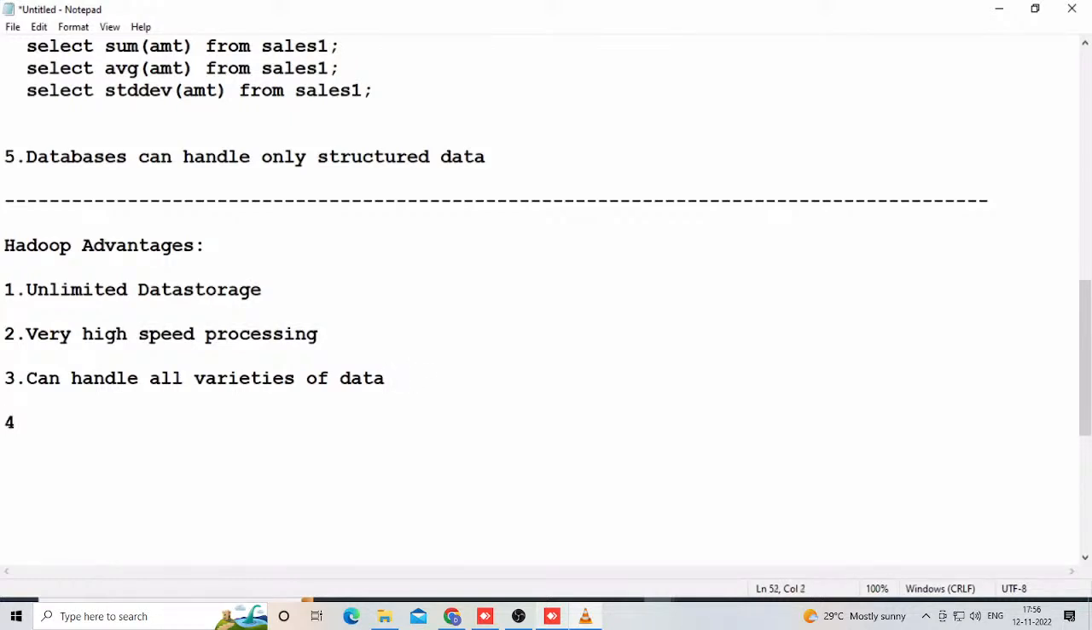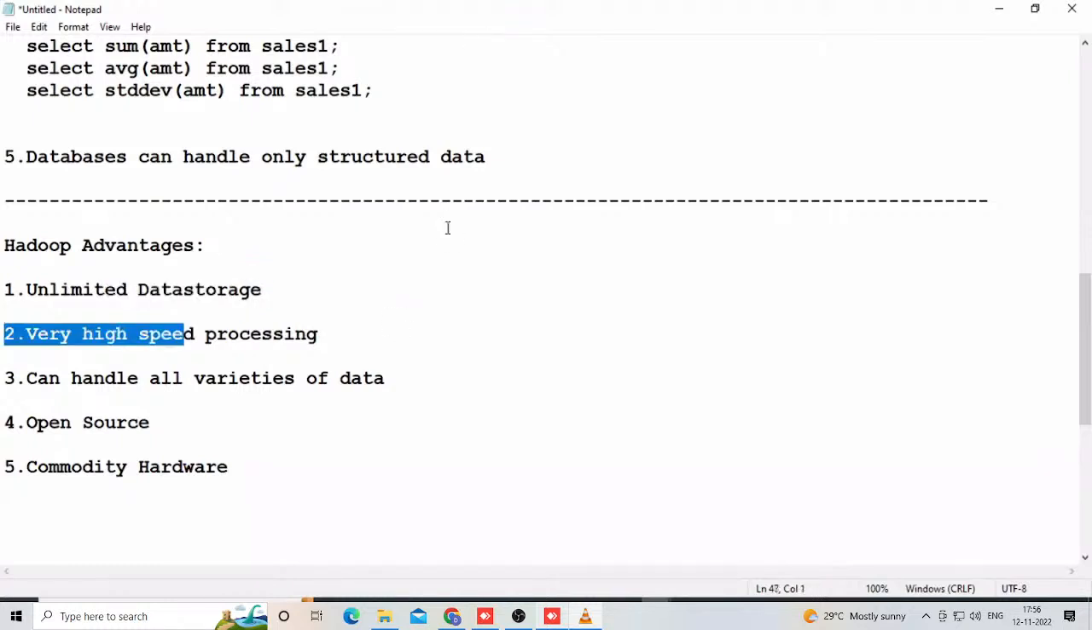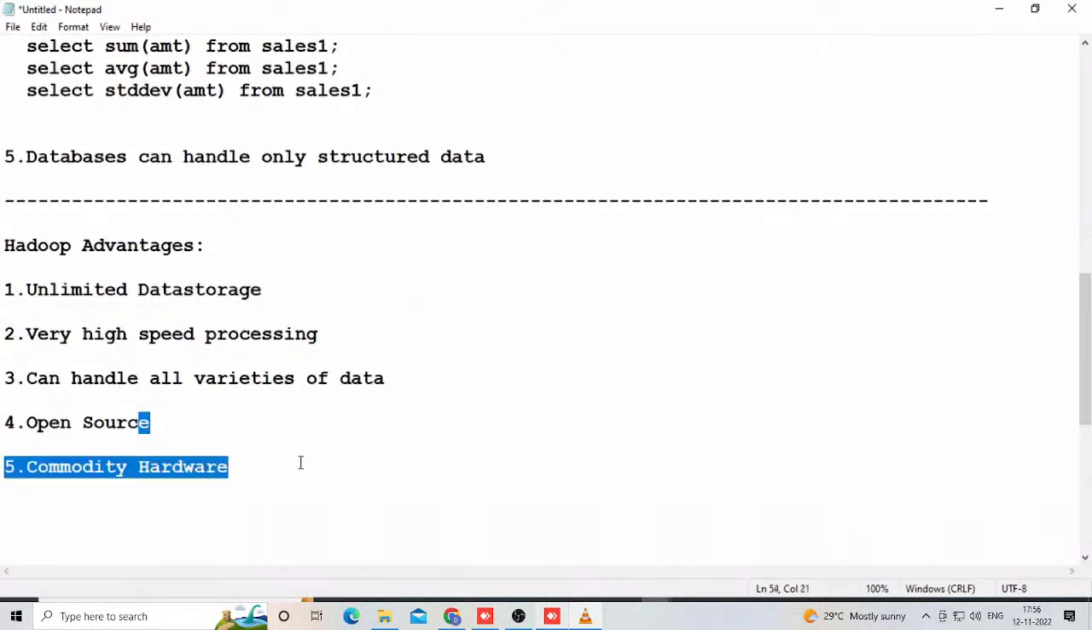And it's open source, no licensing required. Most of the products are from Apache. It runs on commodity hardware, not very highly configured systems. So Hadoop can run on any hardware. Unlimited data storage, very high speed processing, handles all varieties of data, open source, commodity hardware.